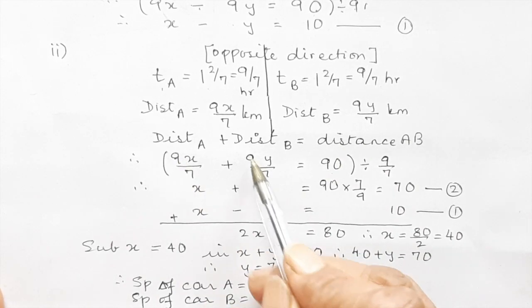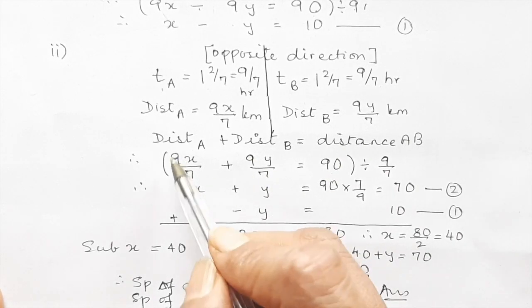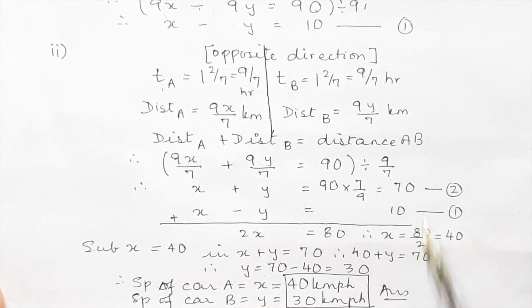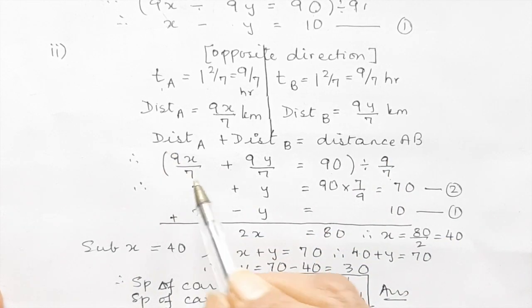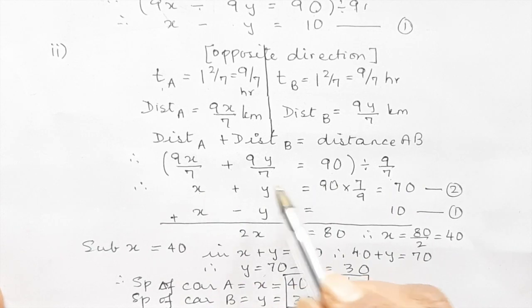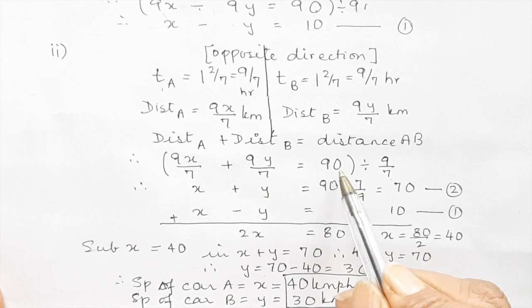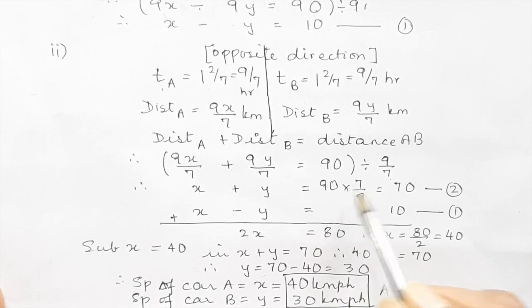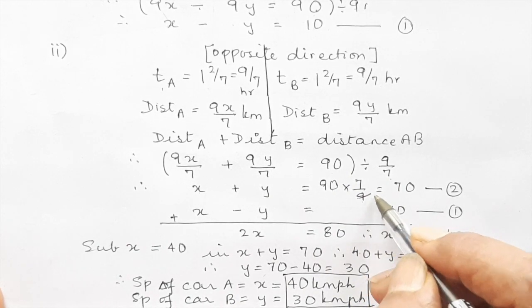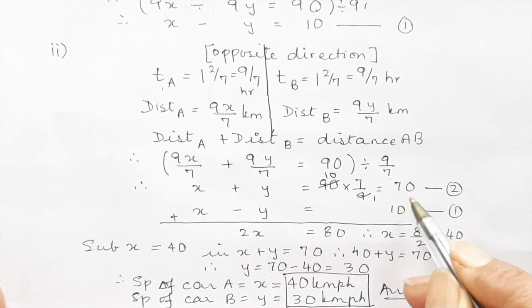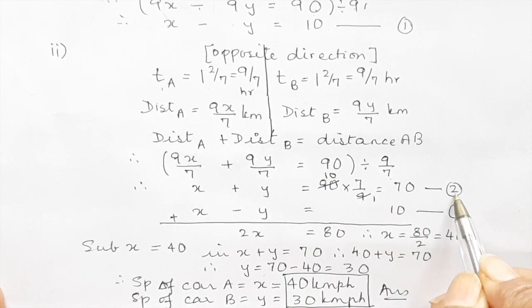Can you see 9 upon 7? 9 upon 7 is a common factor. So you divide the whole thing by 9 upon 7. So 9 and 7 will get cancelled, leaving x here. Here 9 and 7 will get cancelled, leaving y here. And here it becomes 90 into 7 upon 9. So 9 ones are 9 and 9 tens are 90, so you'll have 70. That is our equation 2.